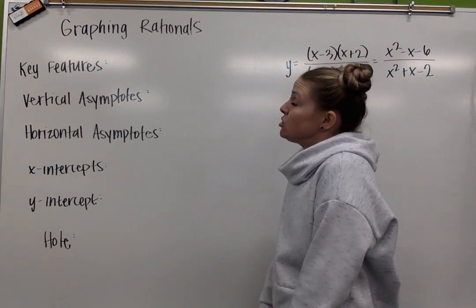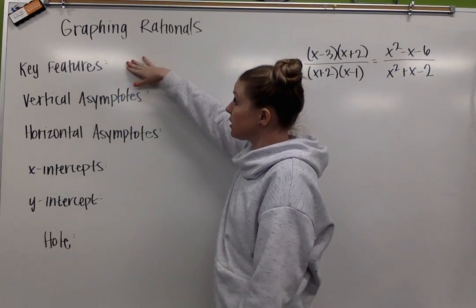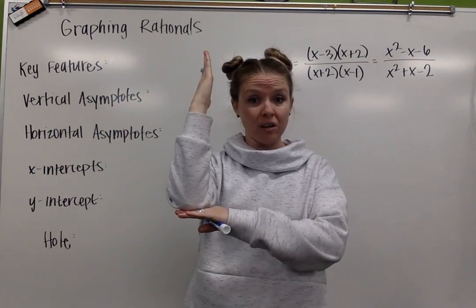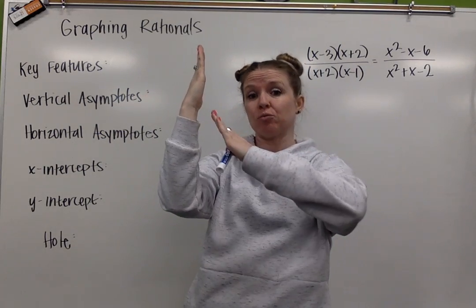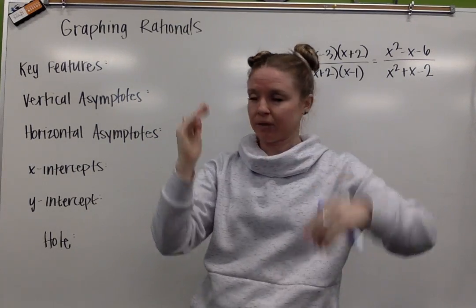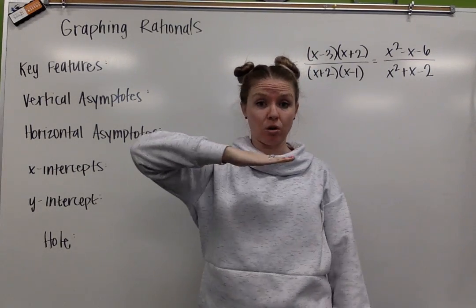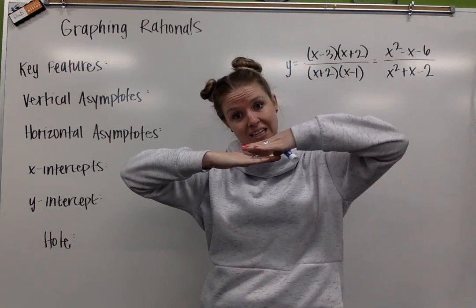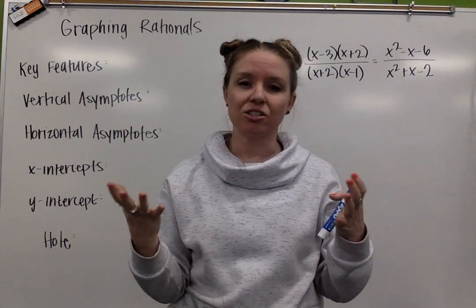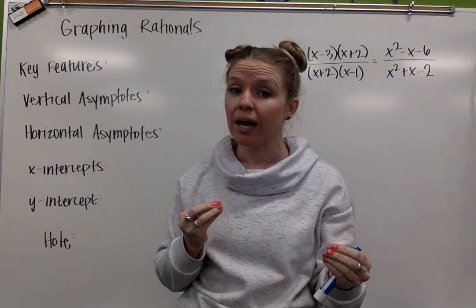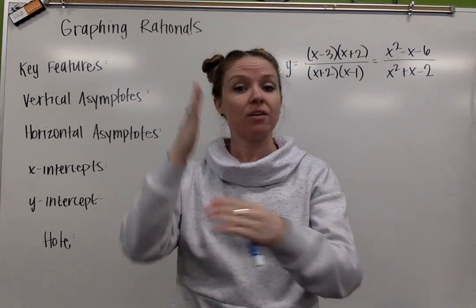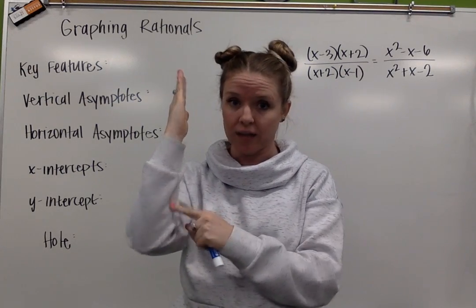Okay, so the key features that we're going to be looking at when we're graphing our rationals are vertical asymptotes, which are vertical lines that our graph is going to come in and get really close to, but it's not going to touch. Horizontal asymptotes are horizontal lines that our graph, again, is going to come in and approach. Sometimes it can cross a horizontal asymptote because there's no mathematical issue with that, but a lot of the times it won't cross, but sometimes it can. Vertical asymptotes will never cross.